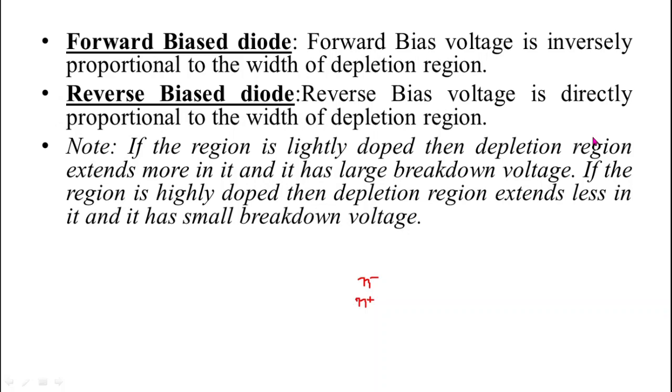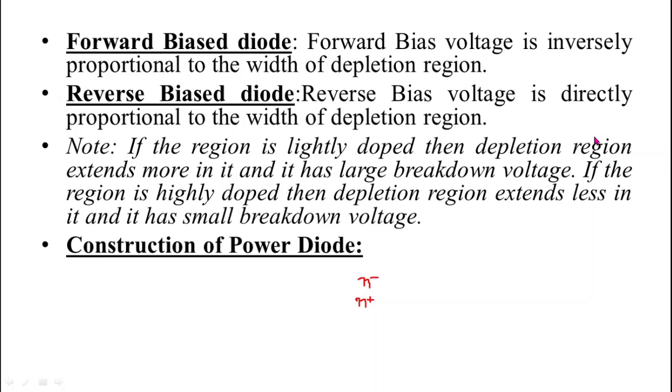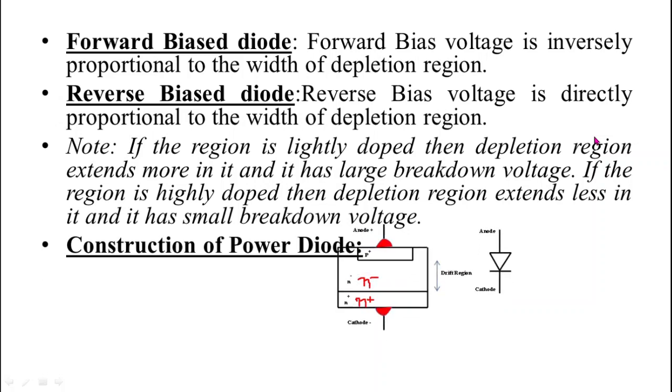Now we see the construction of the power diode. See the diagram of the power diode. It has a lightly doped N- region and a heavily doped N+ region near the cathode. As this N- region is lightly doped, the depletion region extends more into it, because of the earlier point. That's why this lightly doped region has high reverse blocking capability, or we can say it has a high breakdown voltage. The thickness of this region is responsible for the high breakdown voltage.